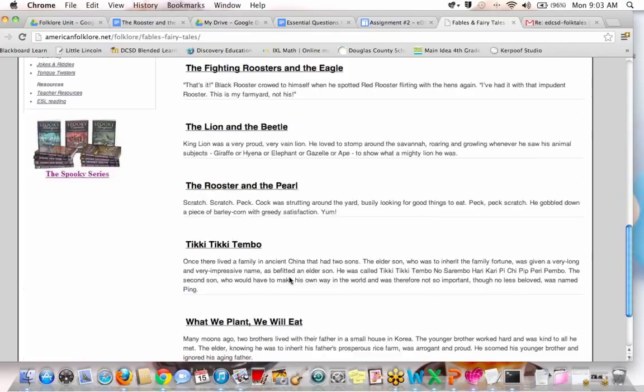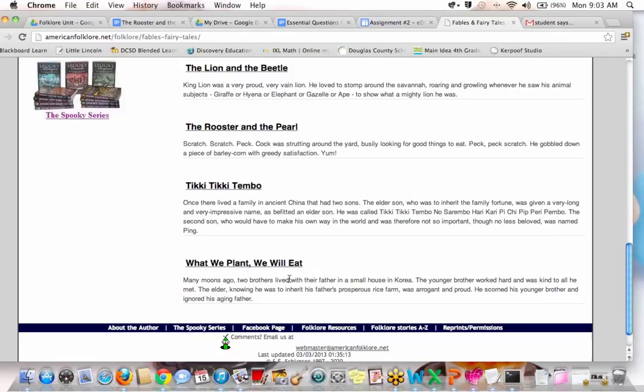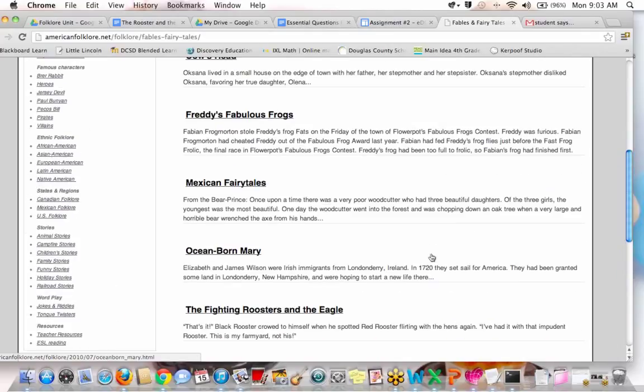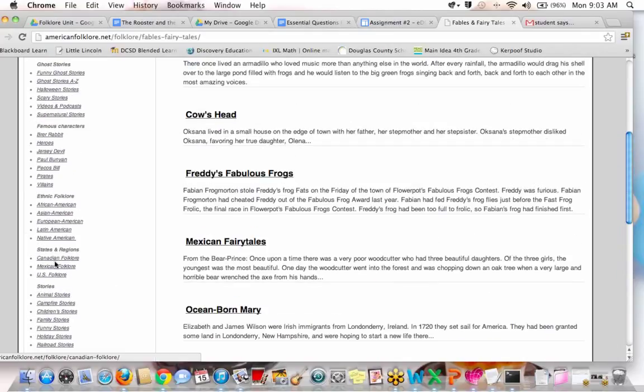Oh, look, there's the rooster and the pearl. Okay, so those are some choices. Also, if you want to come down here and pick, let's just say you have Latin America roots, maybe you want to look at some Latin America folk tales. That's fine too. Let's just stay away from the ghost stories because it's a different type of genre. Okay, and we're not going there.